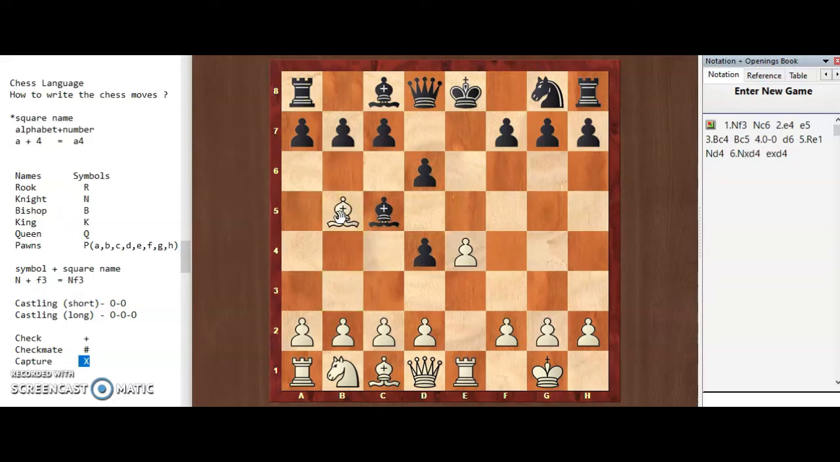Now I'm moving my bishop over here just to give check to the king. So this is the check. Now you see B5, that is simple, but what is this plus sign? When we are giving check to the king, the check sign is plus. That's how we use the plus. And if we are doing checkmate, then the sign will be a hash. That's how we use the square names and the symbols together, and also these special symbols.